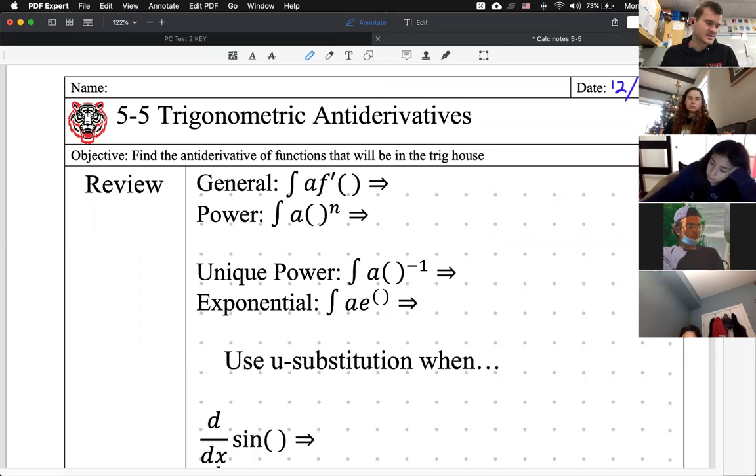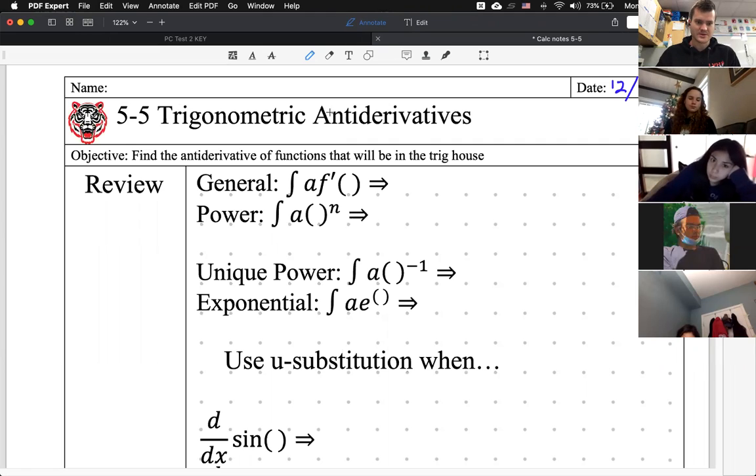Our objective today is to find the antiderivative of functions that would be in the trig house. Exactly, it's all the trigs.